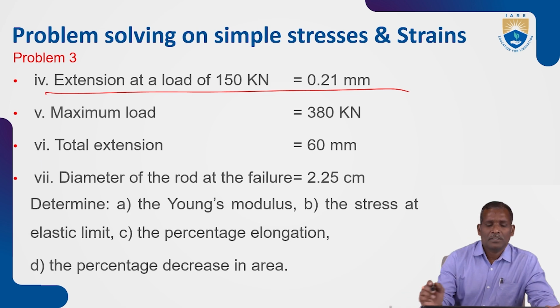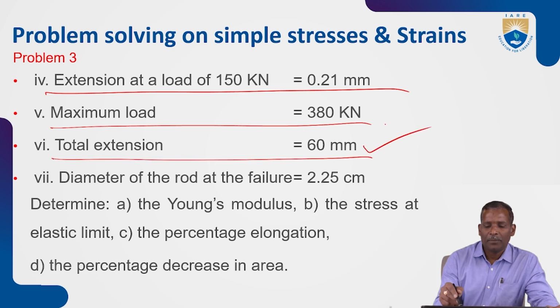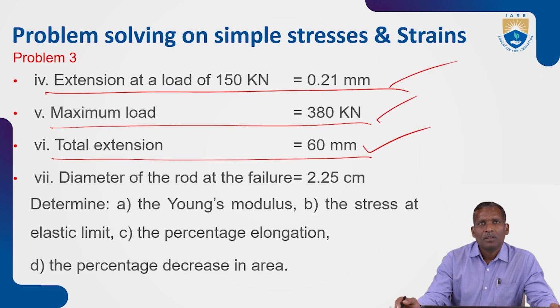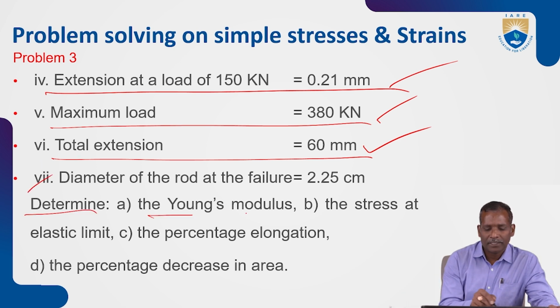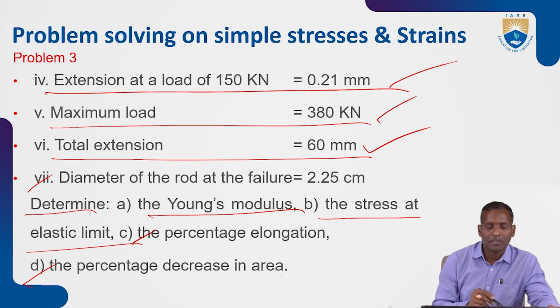The maximum load is 380. The total extension is 60 mm. The diameter of the rod at the failure is 2.25 centimeter. What has been asked: determine the Young's modulus E, the stress at elastic limit, the percentage elongation, and the percentage decrease in area, delta A.